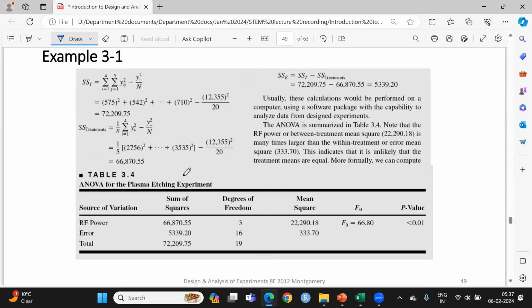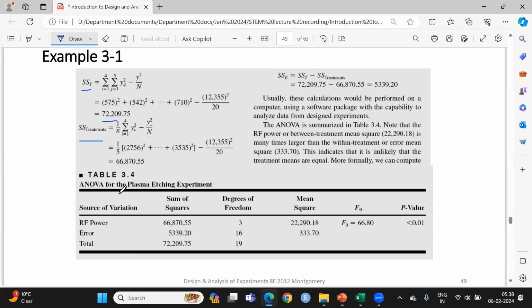Okay, so now I'm showing the output. Here you can see that after putting the values in this formula, we got the value of the sum of squares total as 72,209.75. Similarly, we got the value of the sum of squares of treatment as 66,870.55. So in the ANOVA table, the way is different as compared to the t-test statistics.